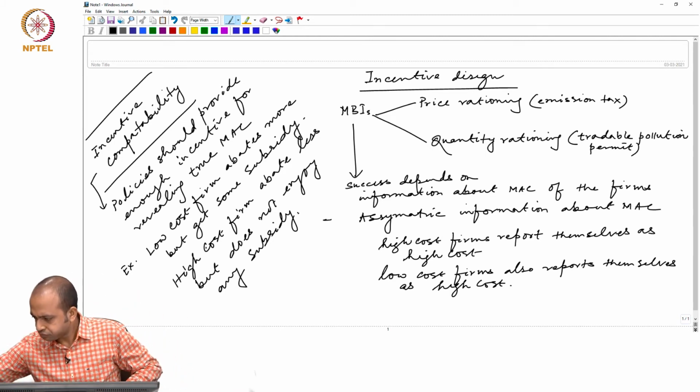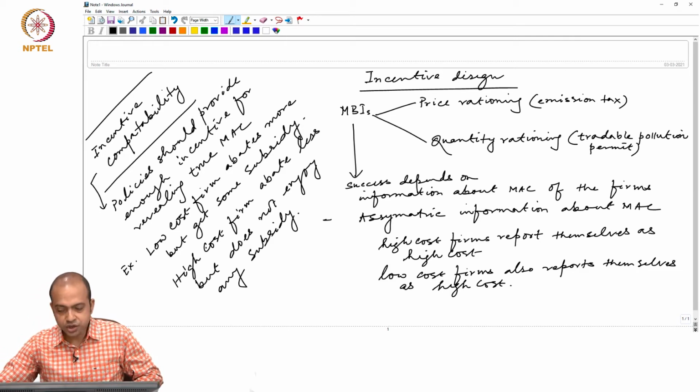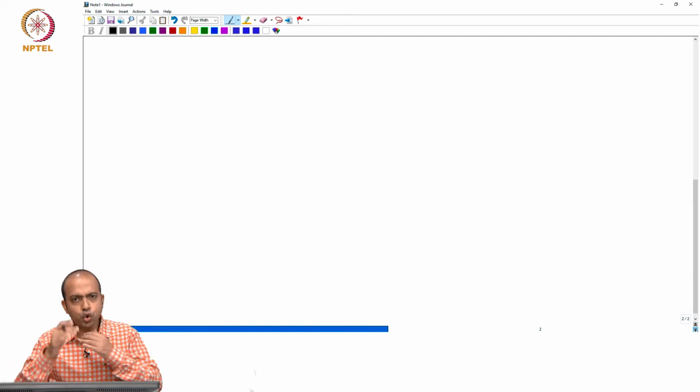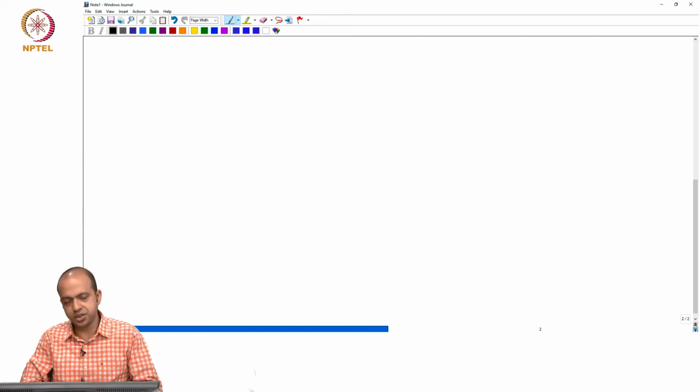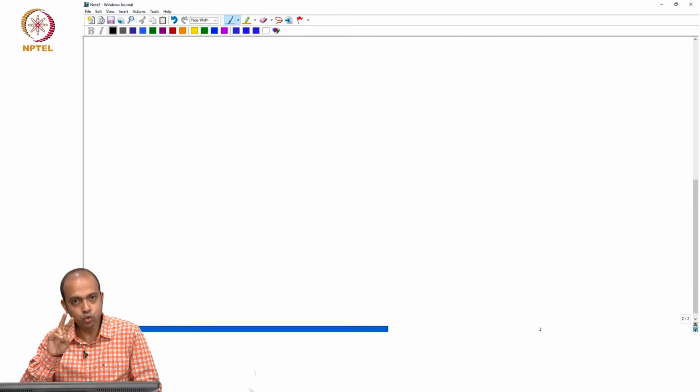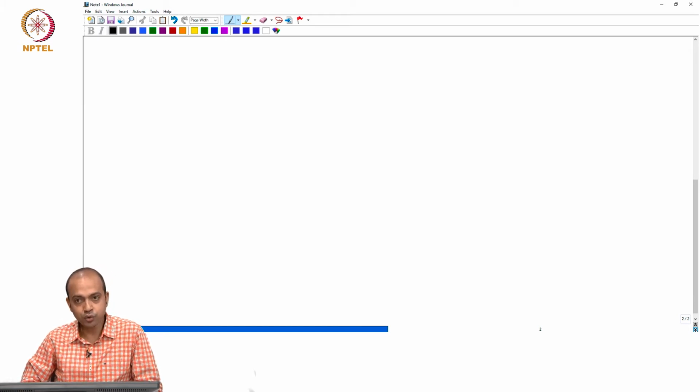Now, once we talk about price rationing and quantity rationing, the next thing we need to do is compare these two policies on effectiveness, efficiency and equity grounds. We have two alternative policies available. Which policy to adopt in which particular context depends on their relative effectiveness, efficiency and equity perspective. That is why now we are going to talk about the effectiveness, efficiency and equity qualifications of these two market based instruments, namely emission tax and tradable pollution permit.